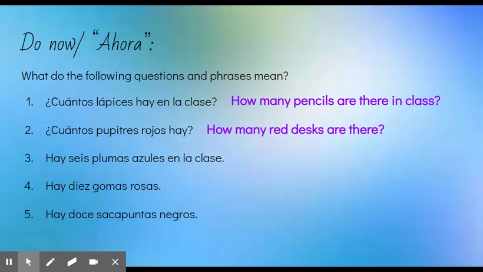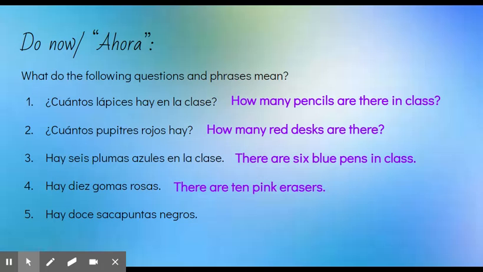Número tres, hay 6 plumas azules en la clase. There are 6 blue pens in the class. Número cuatro, hay 10 gomas rosas. There are 10 pink erasers. Number five, hay 12 sacapuntas negros. There are 12 black sharpeners.